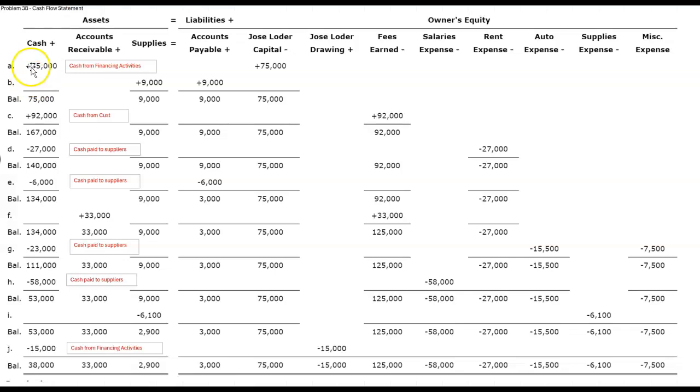Okay, so the first thing they did here was the owner invested $75,000. So that would be an increase in cash from financing activities. Okay, an increase of $75,000 deposit.